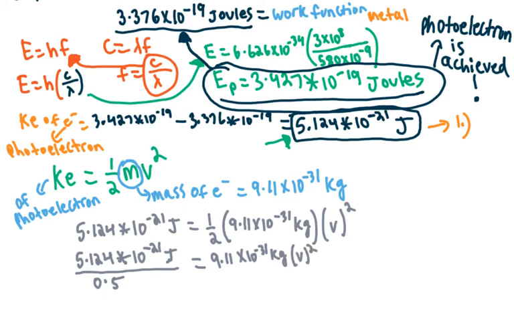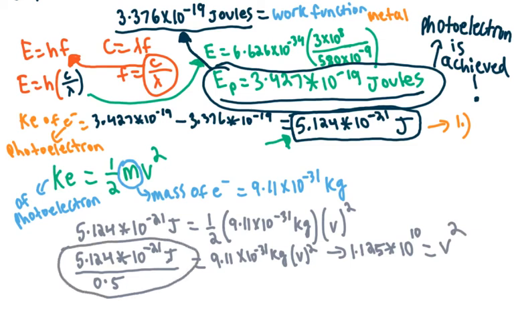Now we just have to divide 9.11 times 10 to the negative 31st kilograms from both sides to get velocity squared by itself. That's going to get us about 1.125 times 10 to the 10th equals velocity squared. I just did everything at once: I divided this value, and then took that value and divided it by this value, because you have to move this value to this side. We're dividing by 9.11 times 10 to the negative 31st kilograms on both sides.